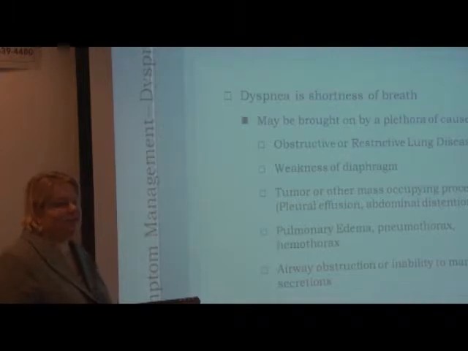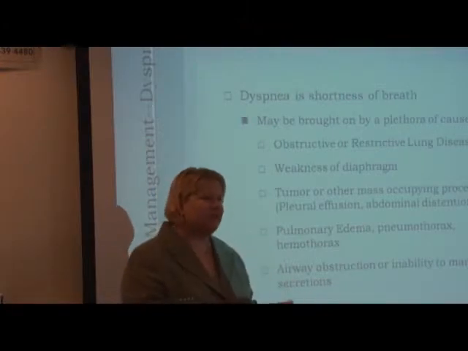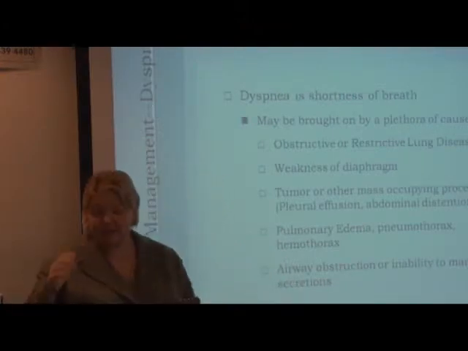So it can be from obstructive or restrictive lung disease, weakness of the diaphragm muscle, from neurological issues, tumor or space-occupying lesion, pulmonary edema, so you've got fluid, air in the thorax, hemothorax, or airway obstruction or inability to manage secretions. So lots of different things. So as you're going through and thinking, what's going on with this patient, what might I be able to fix?